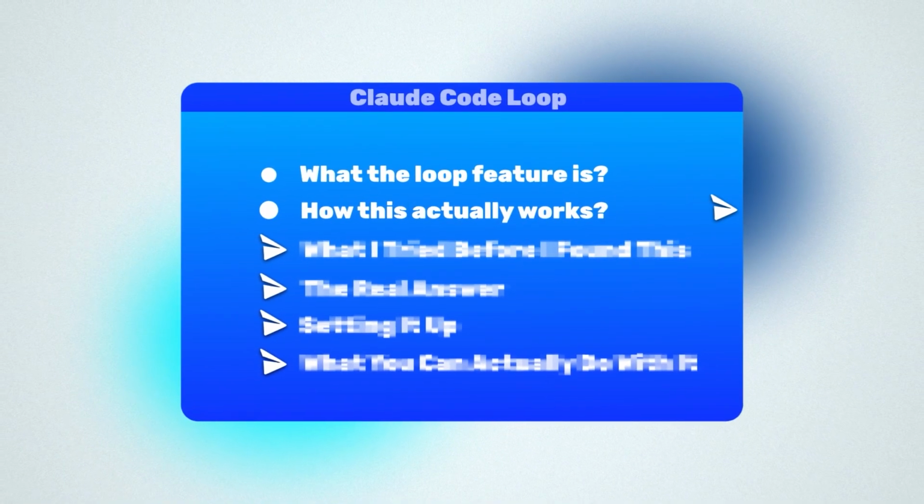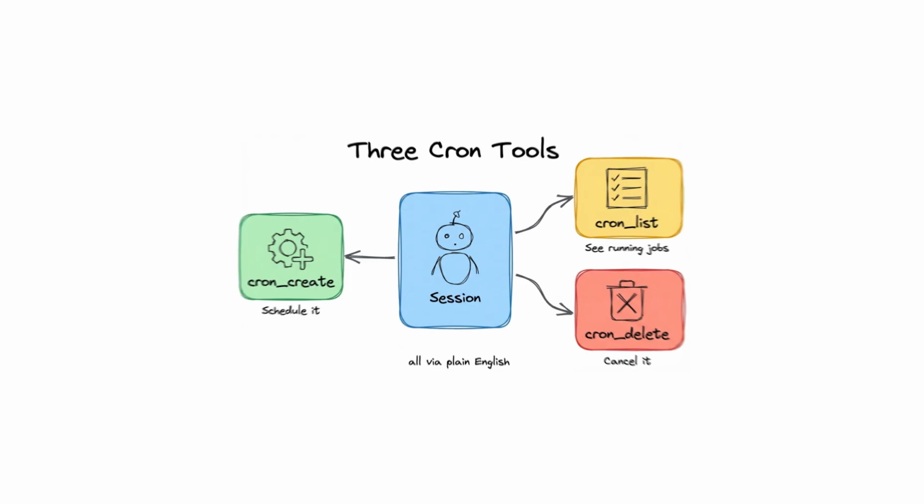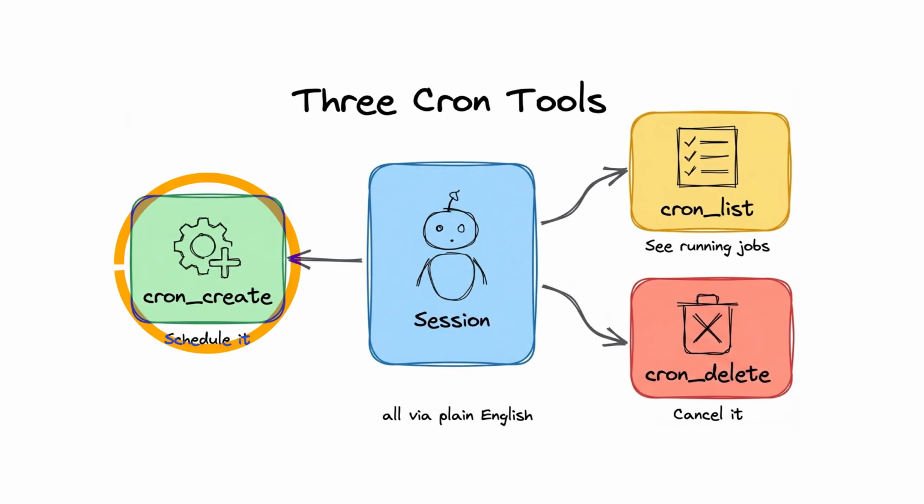Now you know what this feature is, but how does it actually work? Let me show you what's actually happening when you do this, because once you understand the mechanics, it makes a lot more sense. When you say every 10 minutes do this, Claude is using 3 built-in tools behind the scenes. The first one is cron create. That's how it schedules the job. You'll see it appear as a tool call in the chat. It shows you the interval, the prompt it'll fire on that interval, and whether it's recurring or not.